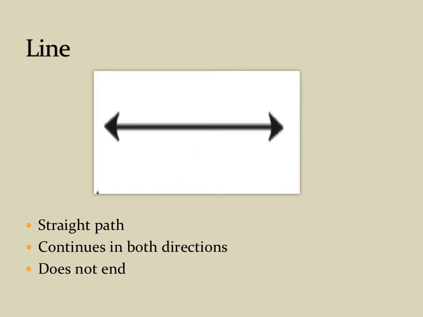A line will follow a straight path. It will continue in both directions, and it will not end. The reason why it will not end are these things right here, these little arrows.